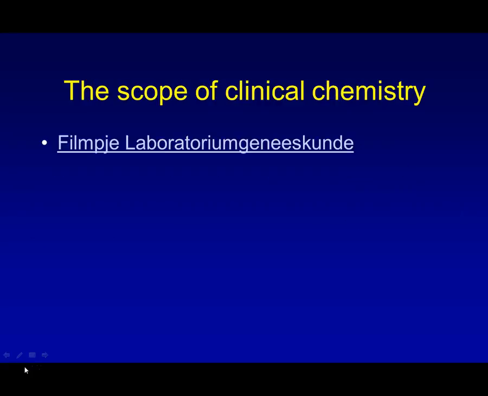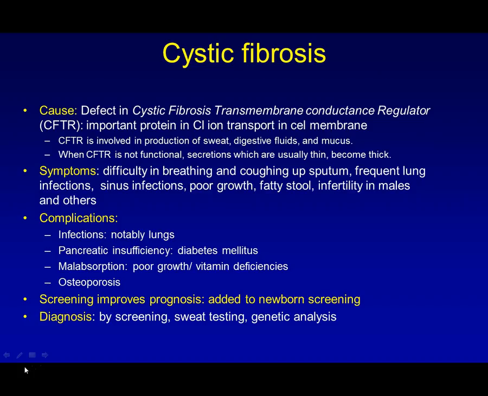There's a small movie on the way of working of laboratory medicine that you can find also on Nestor. It deals with a patient with cystic fibrosis. The cause of cystic fibrosis is a defect in the cystic fibrosis transmembrane conductance regulator, the CFTR. It is an important protein in chloride ion transport in cell membranes. This transporter is involved in the production of sweat, digestive fluids and mucus, and when it's not functional, secretions, which are usually thin, become thick.